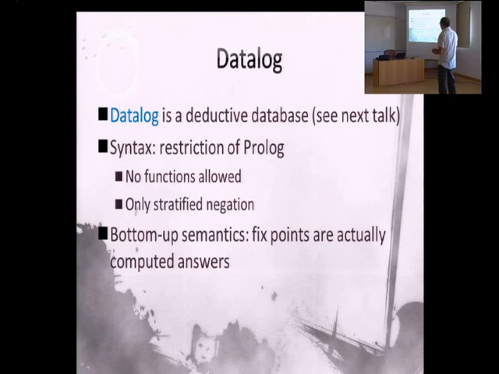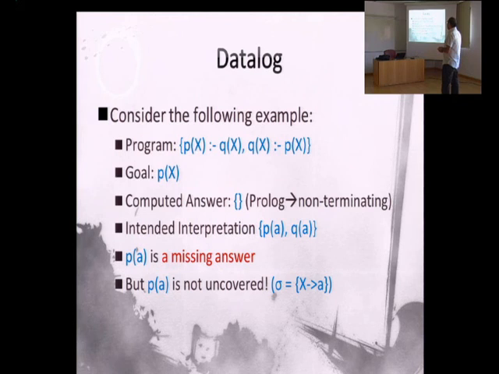The reason is this part. The evaluation mechanism is different from Prolog. So we can consider this example. We have two clauses: p of x if q of x, and q of x if p of x. This is of course a dummy program, but it's useful for us. In Prolog, this doesn't make sense. You have this depends on this depends on this, and if you ask for this goal, you get a non-terminating computation. But in Datalog, you can ask for p of x.